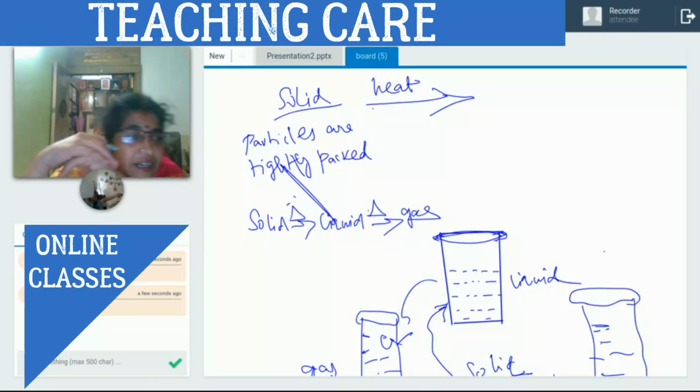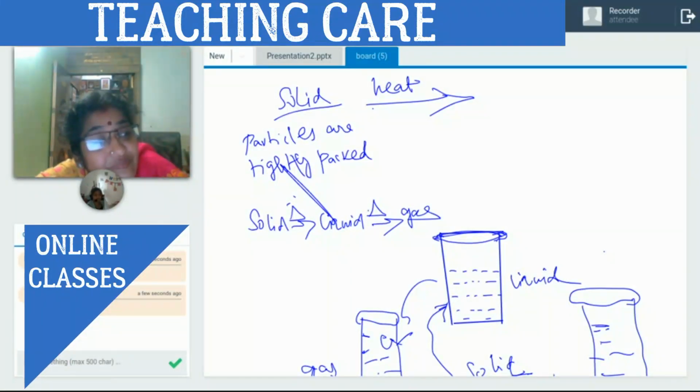Are the particles tight or loose? Inside this paper, it is a gas. It moves. The particles move freely. Very good, very good. Right, right, right. Very good.